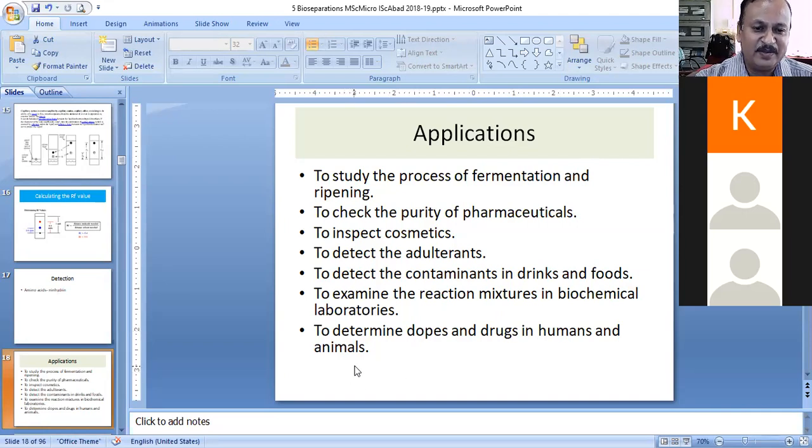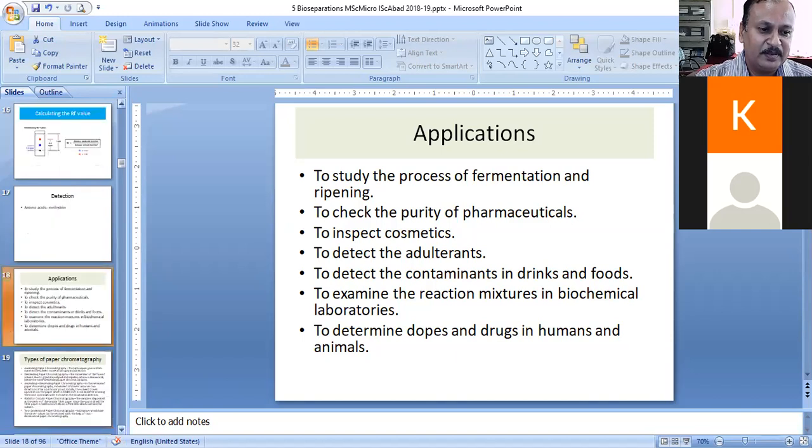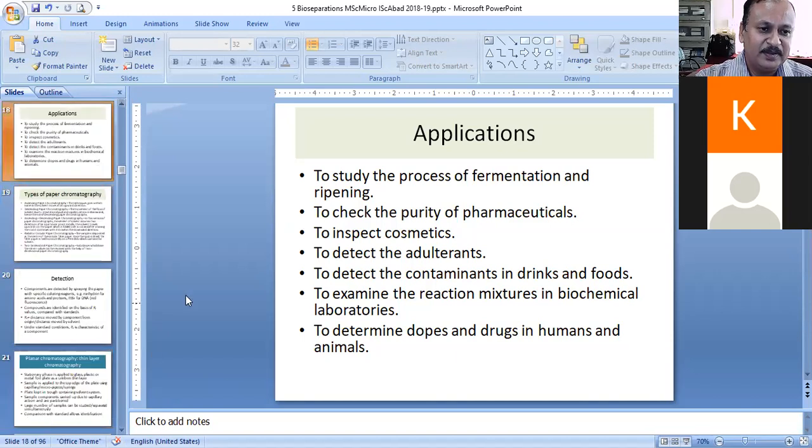Not exactly dopamine, but something which is taken by sportsmen, sports people. Steroids are taken, that is called doping. These are illegal things taken illegally.